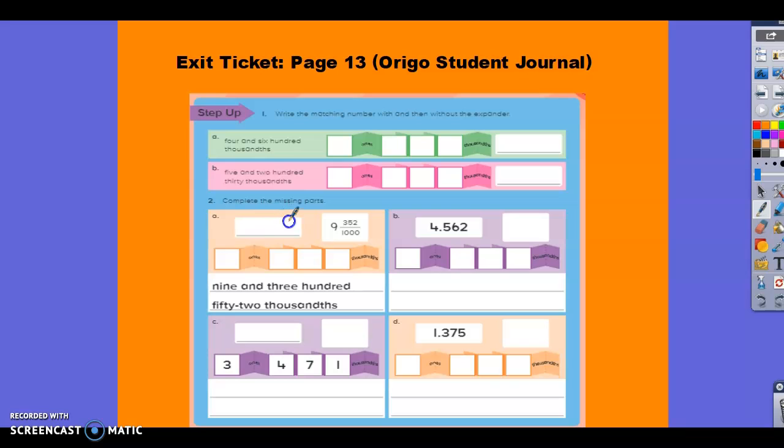So on A, you have to create the decimal, the expanded form. On B, you will have to do the mixed number, the expanded form, and word form. On C, the decimal, the mixed number, and word form. And on D, your mixed number, the expanded form, and also word form.